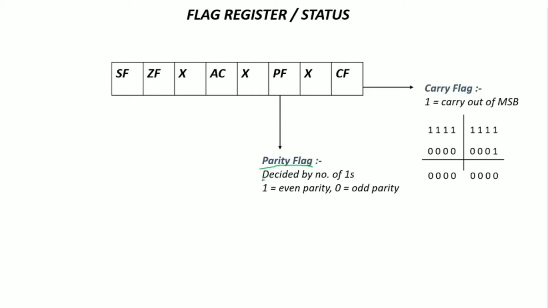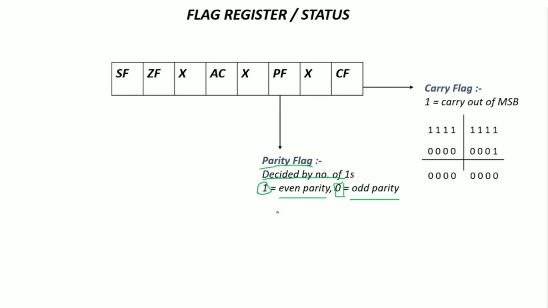Now we are going to learn about parity flag. It is basically decided by the number of ones. When we have added or subtracted or done any kind of operation with two numbers, we get a particular result. If there is an even parity of the total number of ones in that result, then the parity flag will be equal to 1. And if the number of ones is odd, then it will be 0. So the parity flag will become 0 when the number of ones in the result is odd.